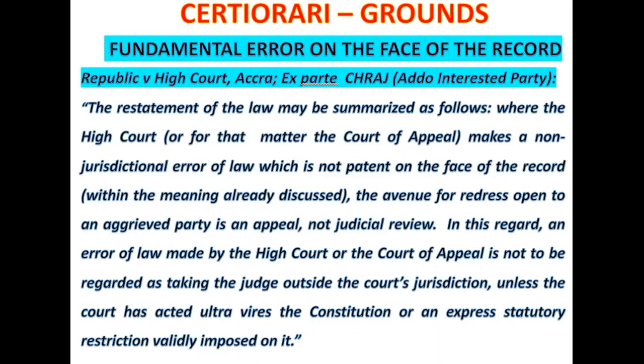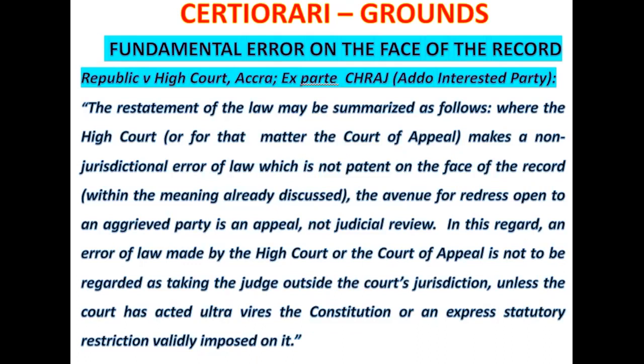In this regard, an error of law made by the High Court or Court of Appeal is not to be regarded as taking the judge outside the court's jurisdiction, unless the court has acted ultra vires the Constitution or an express statutory restriction validly imposed on it. End of quotes.